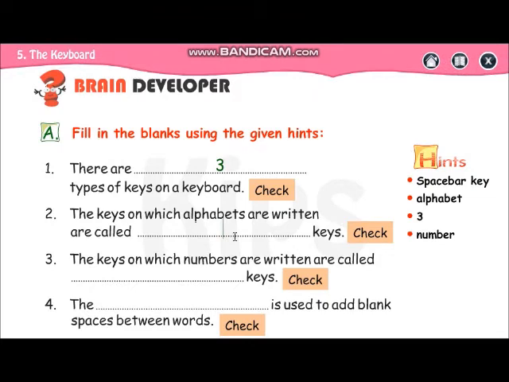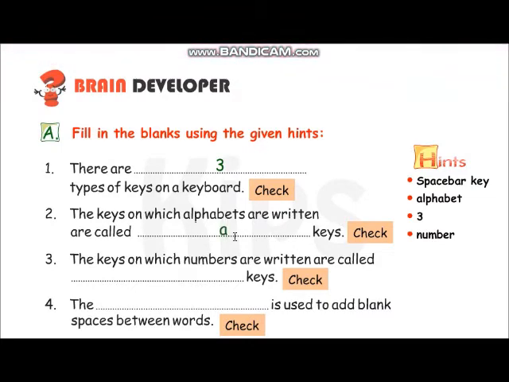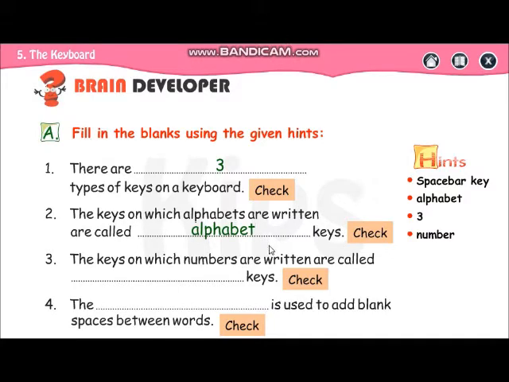अब जिन कीज के ऊपर अल्फाबेट लिखा रहेगा उनको हम क्या बोलेंगे? Alphabet keys. So you have to write here alphabet. Spelling must be correct. The keys on which numbers are written are called dash keys. Okay, numbers are written, what do we call them?